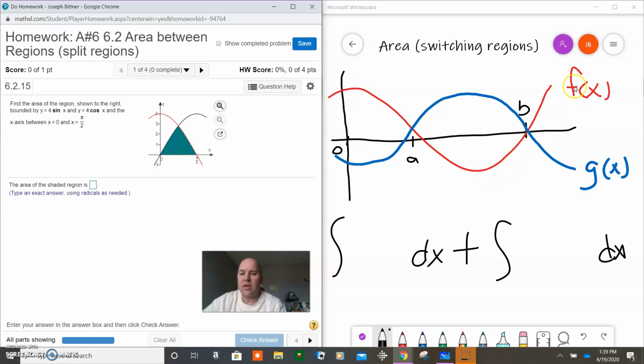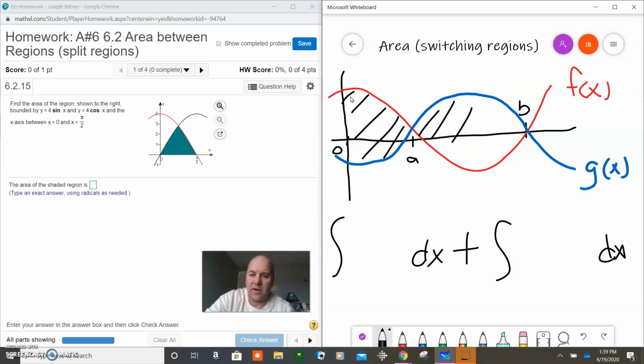Notice that the red line is the f function, the blue line is the g function. And let's just say I wanted to find this region here, and then I wanted to find this region here. I did put some cutoff points at A and B, and it starts off at 0. I always like to phrase this as top minus bottom. So in this case, it's red minus blue, but once you get to this region, it's blue minus red.